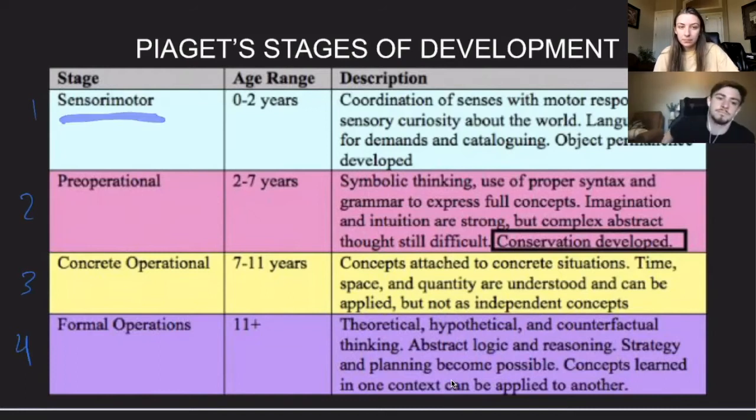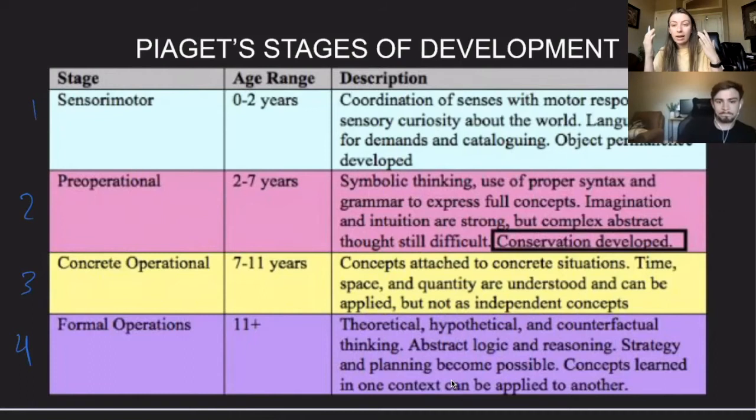Sensory motor. That's the stage that your brain is developing in when you are a newborn to when you're about 2 years old. What does that mean? It means that you are mostly relying on the sensation that you get from the world and your motor skills. You're working on your motor skills, and so you're coordinating those together. The only language that you use is from demand and cataloging: milk or food or poopy or whatever you're saying when you're a 2-year-old.